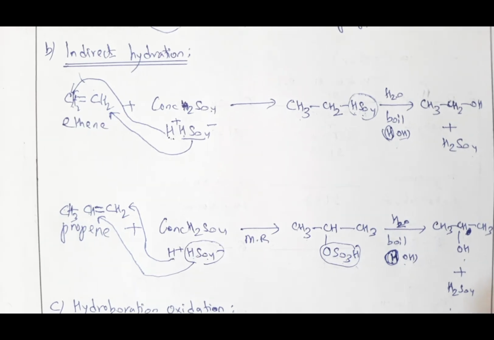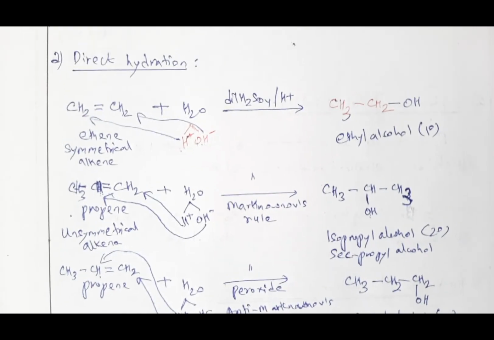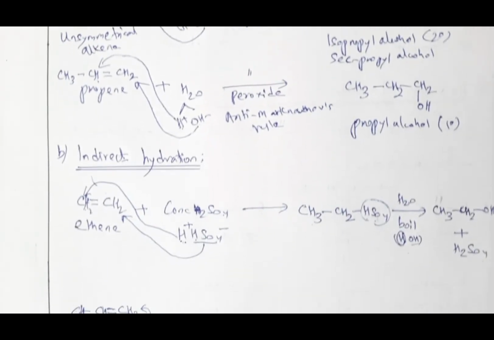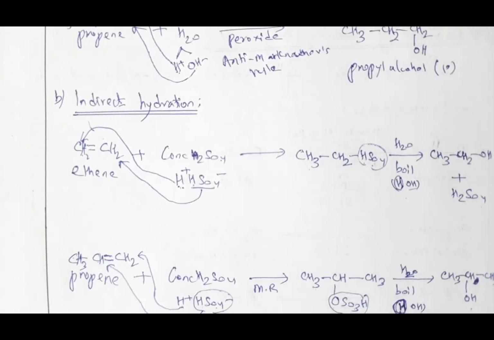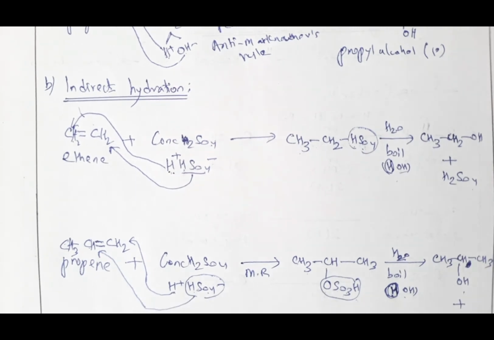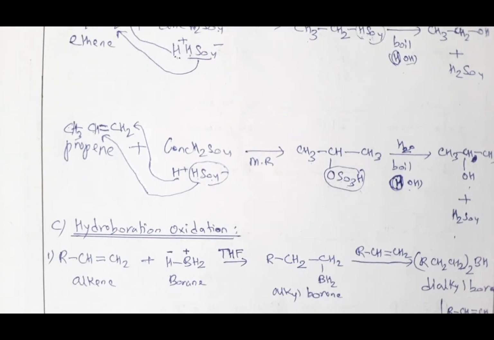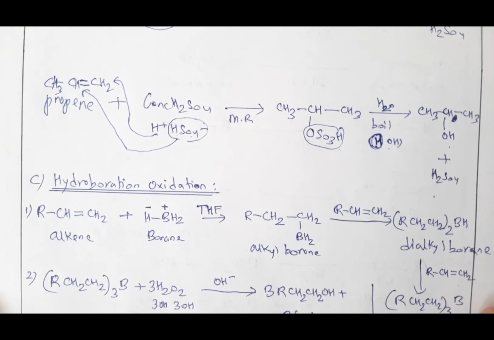So far I have taught you how to prepare alcohol through direct hydration, through alkene, using hydrolysis in dilute HCl medium, and indirect hydrolysis with the help of sulfuric acid, and we are taking it in concentrated form. Okay, now we go with method number 3, how to prepare alcohol by hydroboration oxidation reaction. Now let us go with this, students.